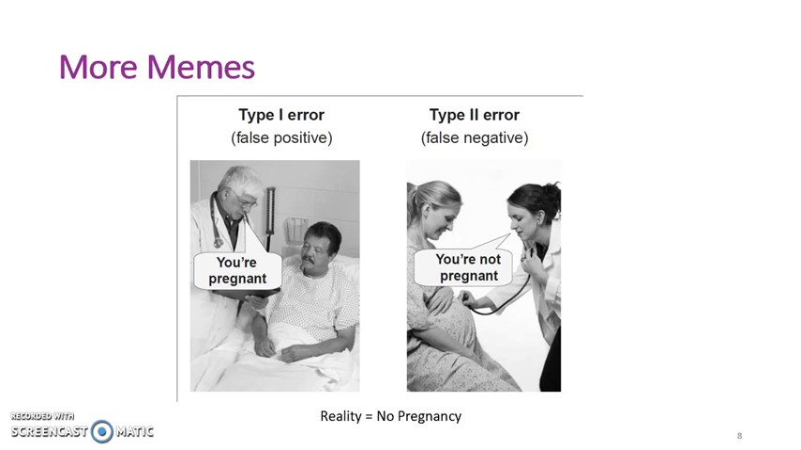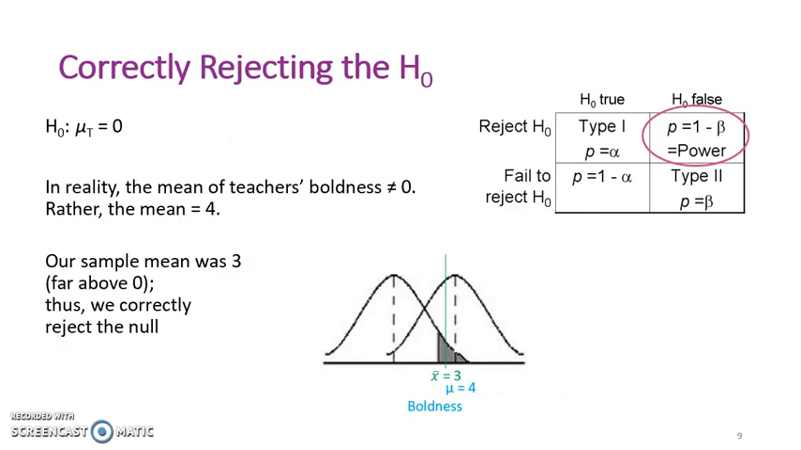So it's a false negative. There's one last scenario that may happen given that the null hypothesis is false in reality, or that there is some effect in reality. Rather than making a type 2 error, we could make the correct decision to reject the null hypothesis. Again, what we see in the figure are two sampling distributions of means for boldness.